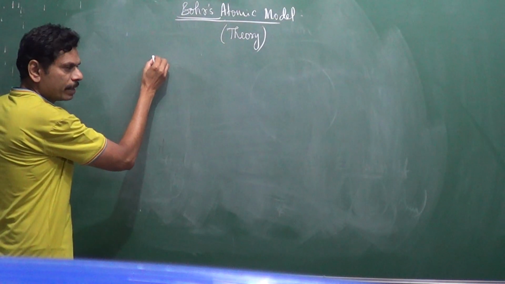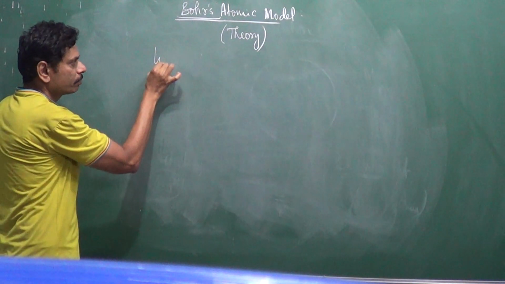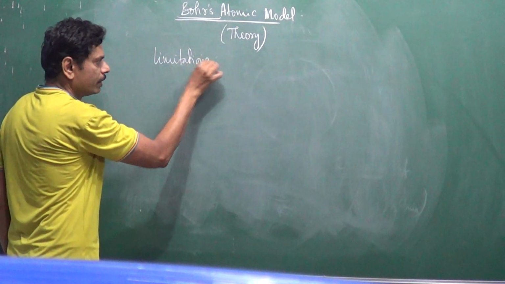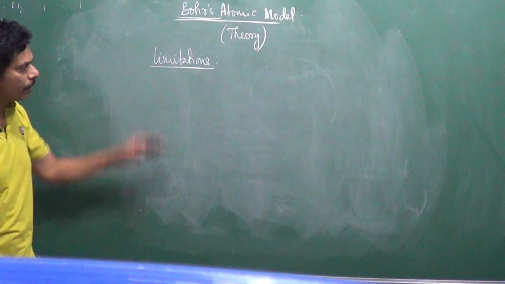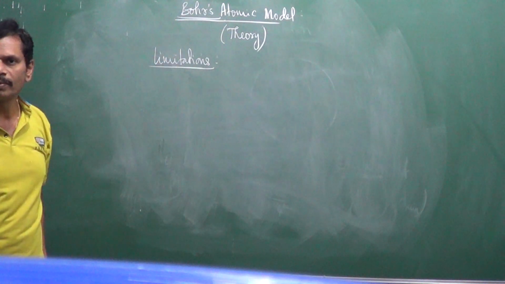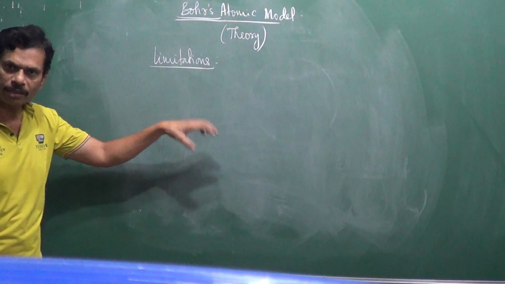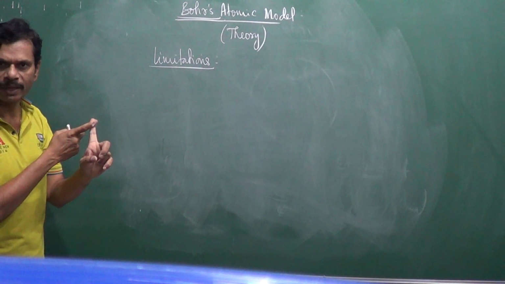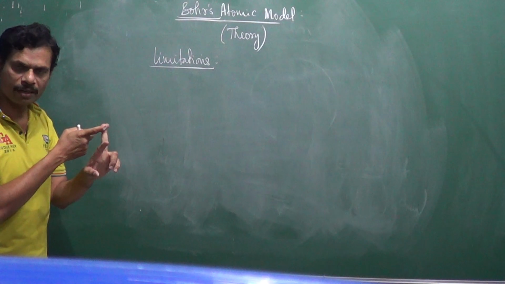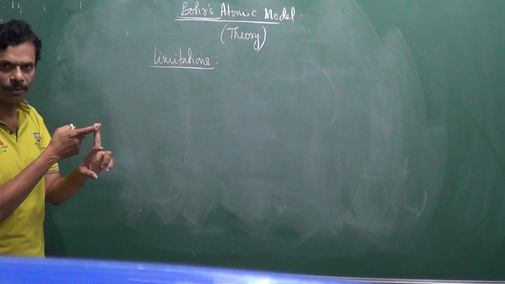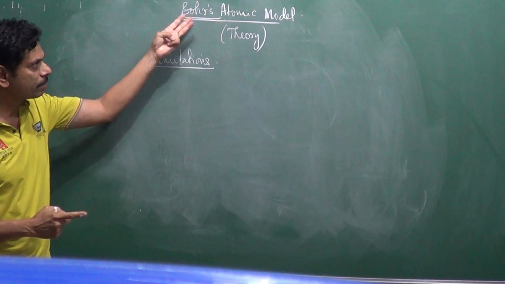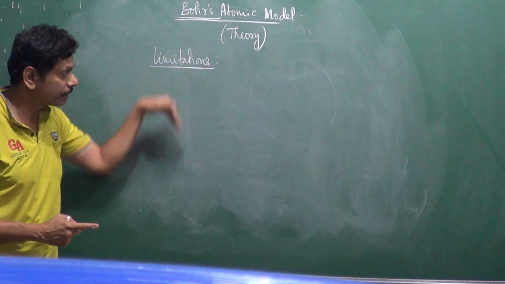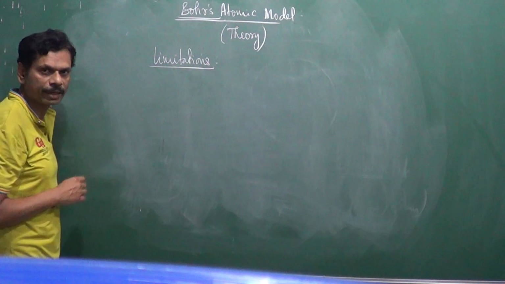But Bohr's theory has its own limitations. What are the limitations? Why is this a failure? Bohr's atomic model is also a failure. The first atomic model, Thomson's atomic model, is a failure. The second, Rutherford's atomic model, is a failure. The third, Niels Bohr's atomic model, is also a failure. What are the limitations of Bohr's theory?